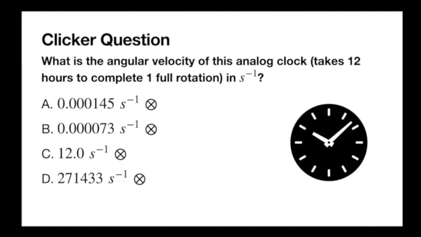What is the angular velocity of, I should say, the hour hand on this clock? So we have just a normal analog clock here with an hour hand moving around. It takes 12 hours to go once around. What is the angular velocity in inverse seconds or radians per second? And if you don't have a calculator, just write out the expression and decide: should it be really big? Should it be medium? Should it be really small?